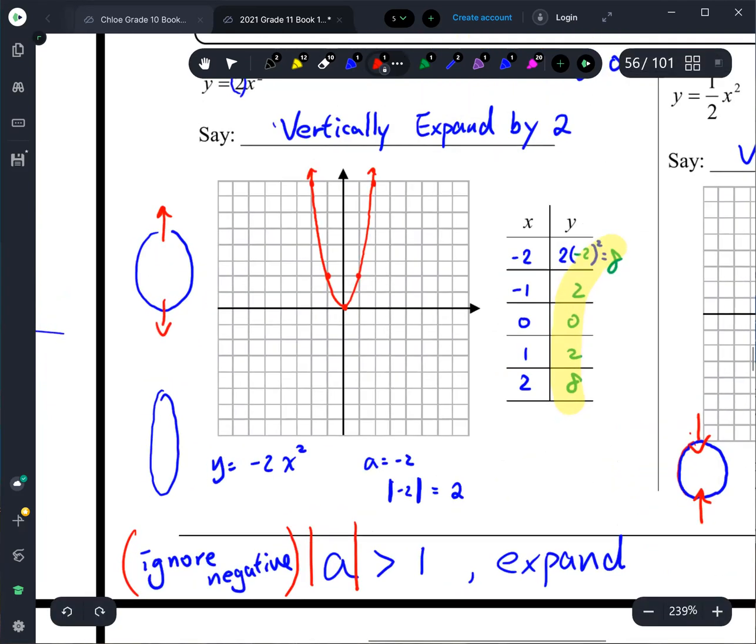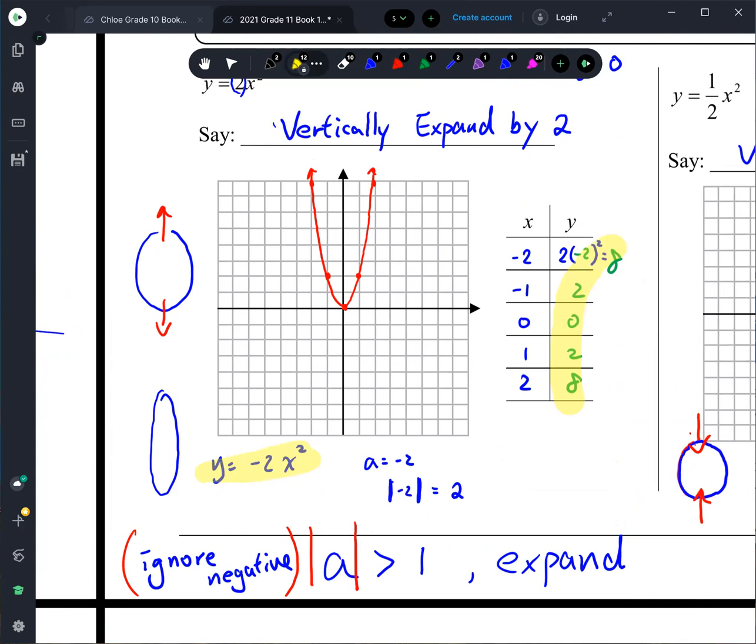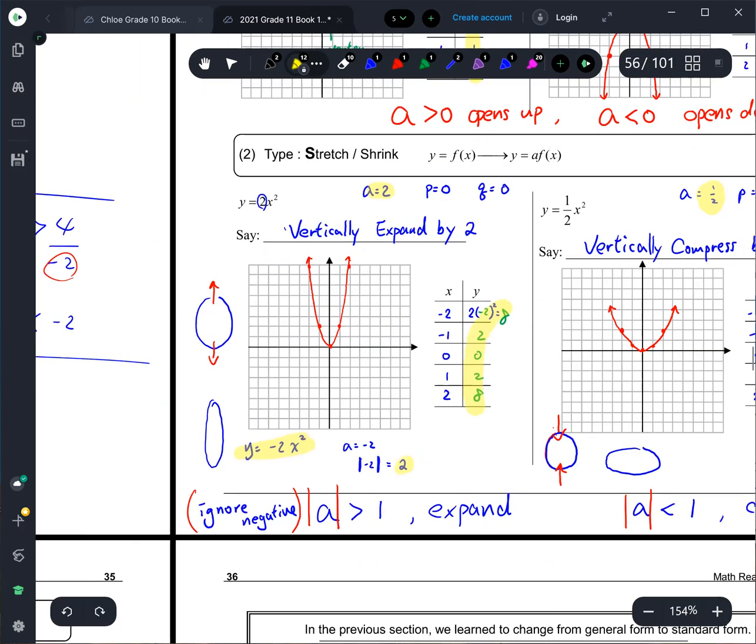So if it's this question, y equals negative 2x squared, you will say you have open down, because A is negative. But it's still expand, because when you ignore the negative, it's a 2. You use 2 to decide if it's expand or compress. Any question?